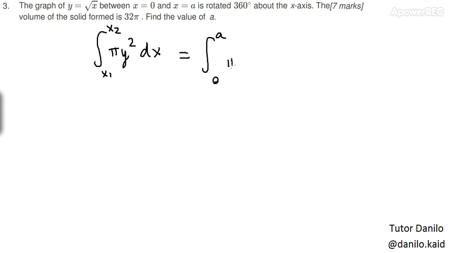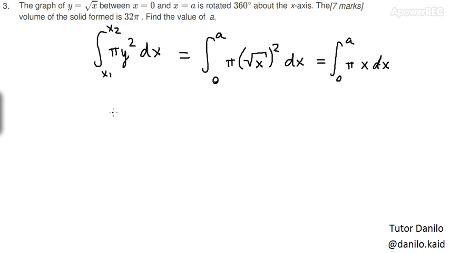So we're going to integrate pi y squared. What's y? y is the graph of that, so y is the square root of x. You plug that in, you square it, and you integrate with respect to x. Okay? So let's simplify this. You have essentially the integral from 0 to a of pi. You cancel out the square root and the square, so you just get x. You're going to integrate x dx.